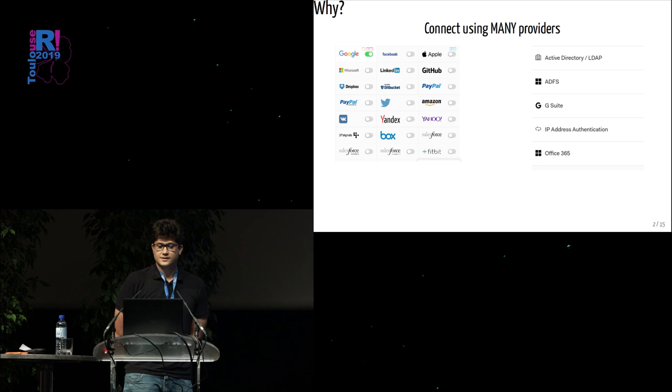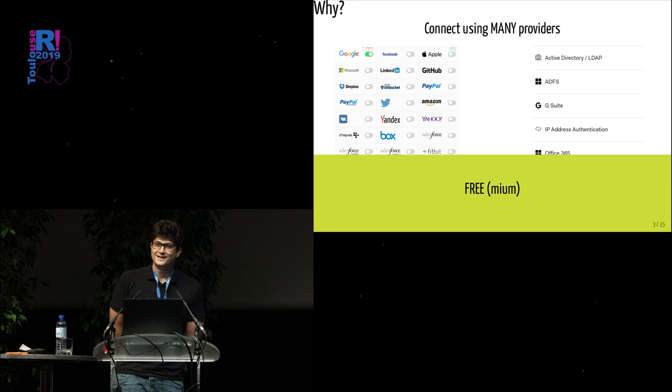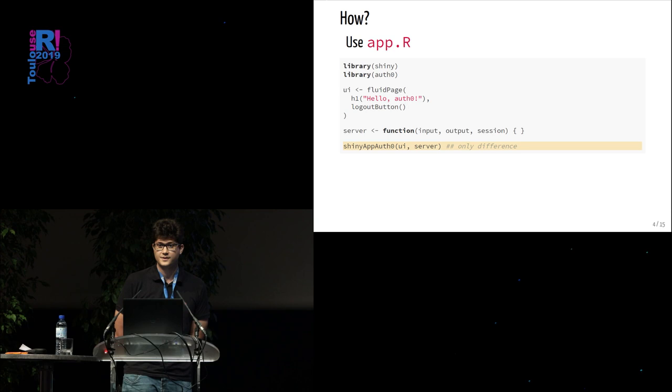You should care because it connects with many providers like Google, Facebook, GitHub, and other providers like Active Directory or G Suite. It's an AAAS service, authentication as a service, right? And it's free, ish. You can use it for, I think, 7,000 authenticated tries per month freely. So it's very handy, and it has a very nice API to use.